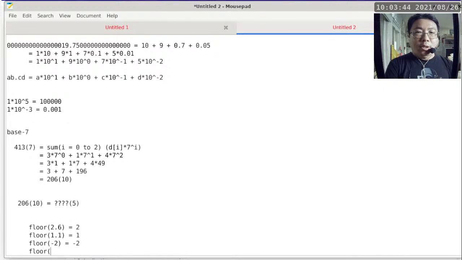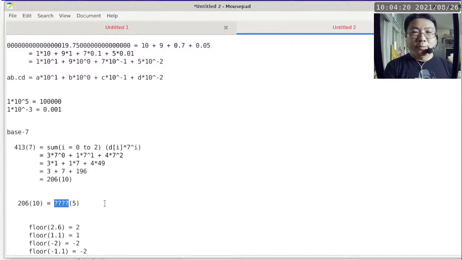What about -1.1? That's right, it's -2. That's why it is not rounding. It's not truncating, it is what it is. The floor is the largest integer that is less than or equal to whatever you're taking the floor of. But since we are not going to be dealing with negative values, we can sort of use truncation in place of that.